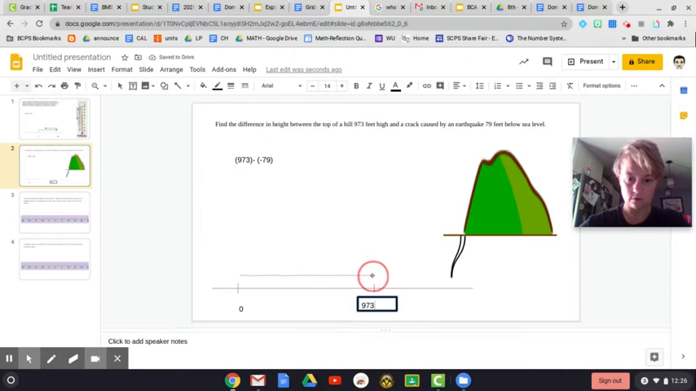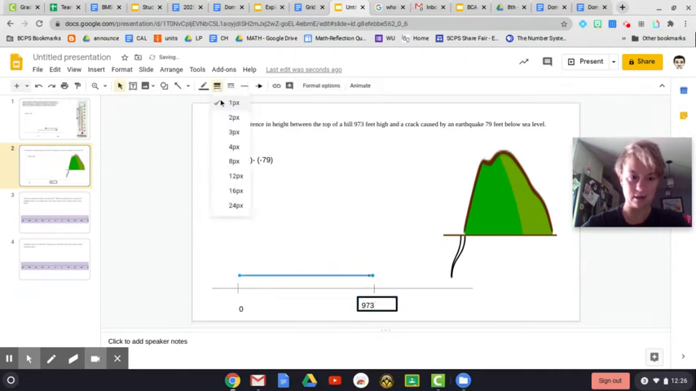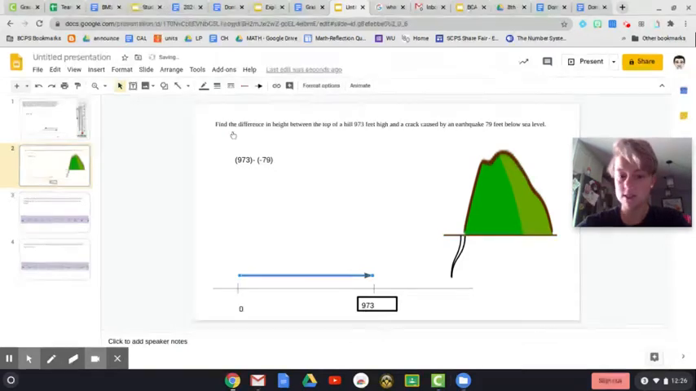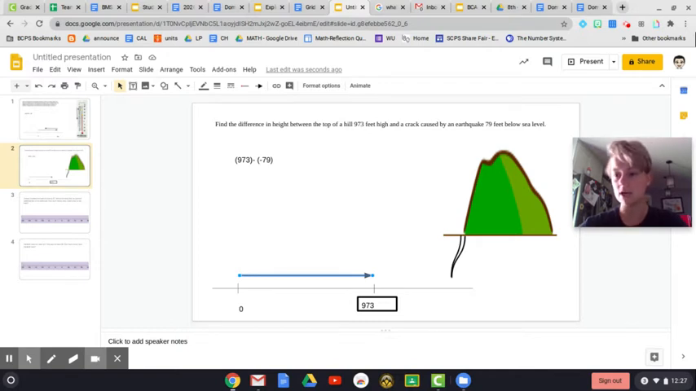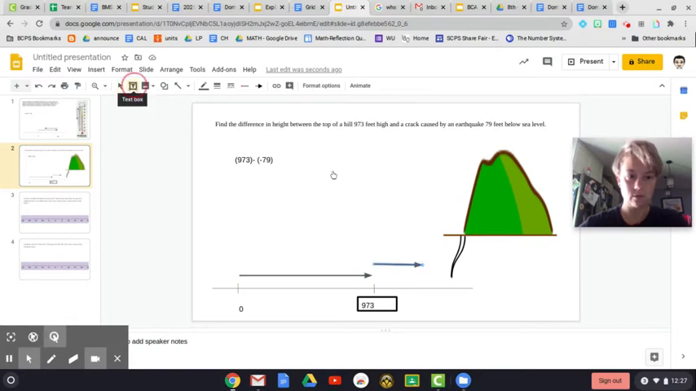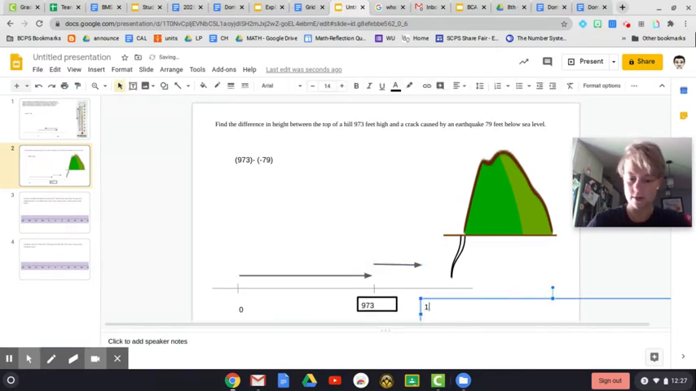Now, if you'll recall from the last example, when I subtracted a positive number, I moved to the left on my number line. Well, when you make a number negative, you're just saying do the opposite, right? So if I'm subtracting a negative number, instead of moving to the left, which way should I go? The opposite, to the right. So I'm going to move 79 units to the right. And that will place me at 1,052 feet as the difference, which should make sense if we take a look at our diagram.